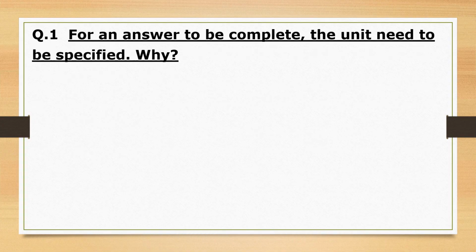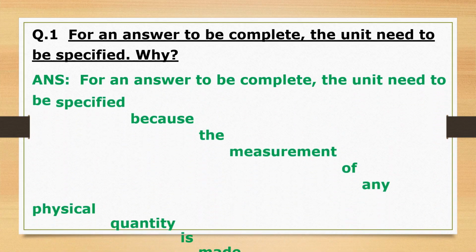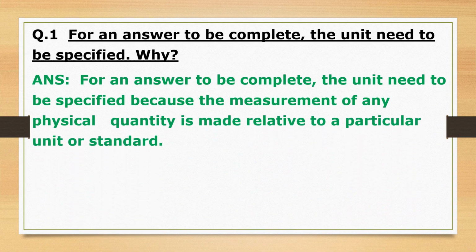Question number 1: For an answer to be complete, the unit needs to be specified. Why? Its answer is: for an answer to be complete, the unit needs to be specified because the measurement of any physical quantity is made relative to a particular unit or standard.